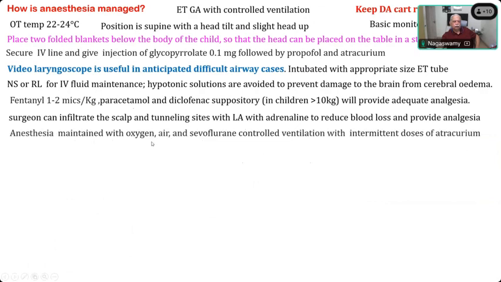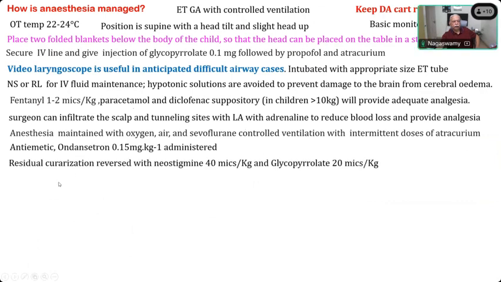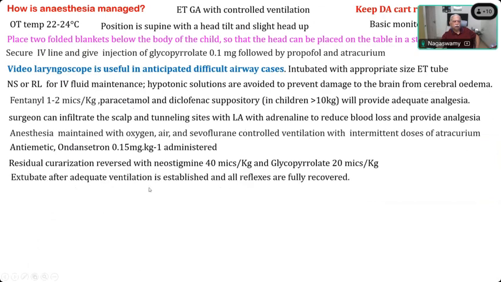Anesthesia is maintained with oxygen, air, sevoflurane, controlled ventilation, and intermittent doses of atracurium. An antiemetic can be given. Residual neuromuscular blockade is reversed with neostigmine 20 mcg per kg and glycopyrrolate 20 mcg per kg. Extubate after adequate ventilation is established and the patient has fully recovered.